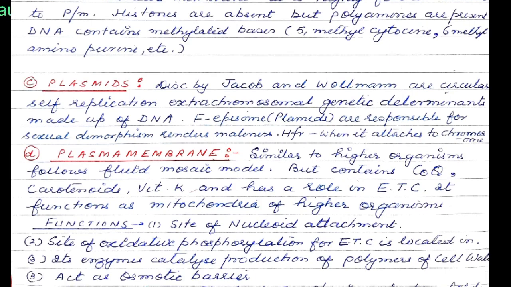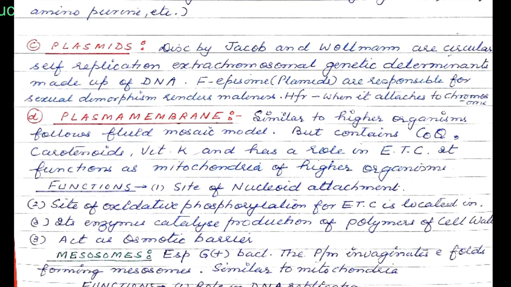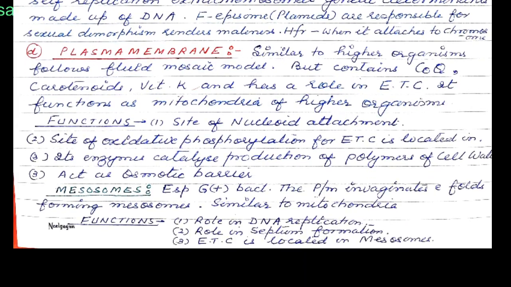The mesosome, which is the in-pushing of plasma membrane, actually plays the role of mitochondria in the bacteria. Apart from DNA replication, the plasma membrane also plays a role in septum formation during fission, and the electron transport chain mechanism is located in the mesosome, which is the in-pushing of plasma membrane.